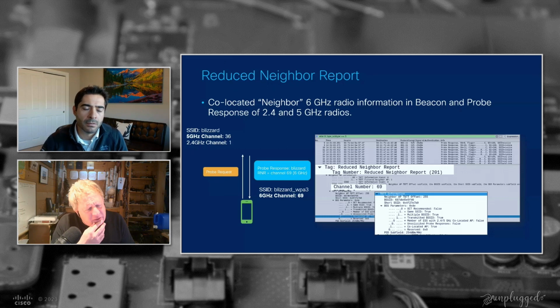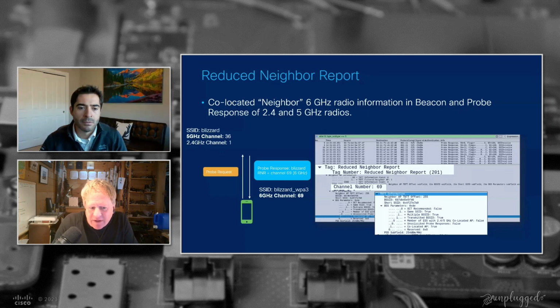No, in fact, they don't. You can create a different named SSID on the 6 gigahertz side, and that will be advertised by the RNR information element. In fact, you can create multiple SSIDs that are 6 gigahertz capable, and they are all advertised within that RNR information element. Okay.